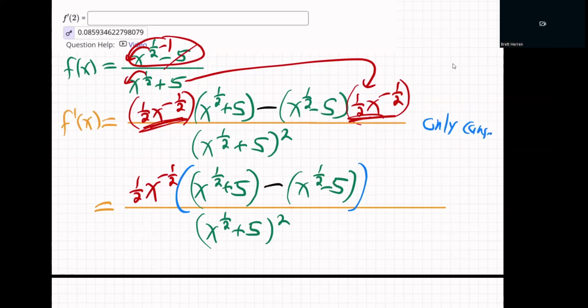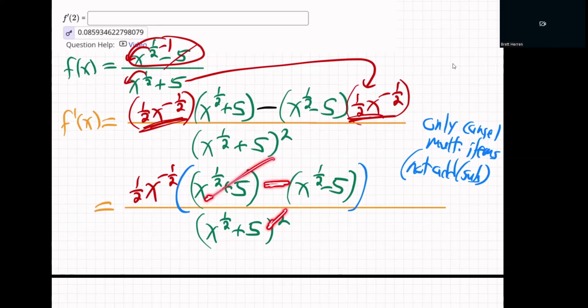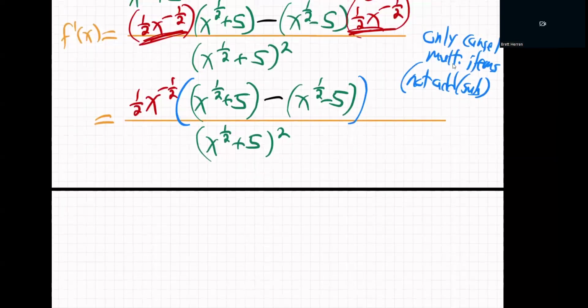You can only cancel multiplied items, not added or subtracted items, right? So I can't be canceling this right now with this or anything, because it's an added or subtracted item. All right, so what are we going to do then?